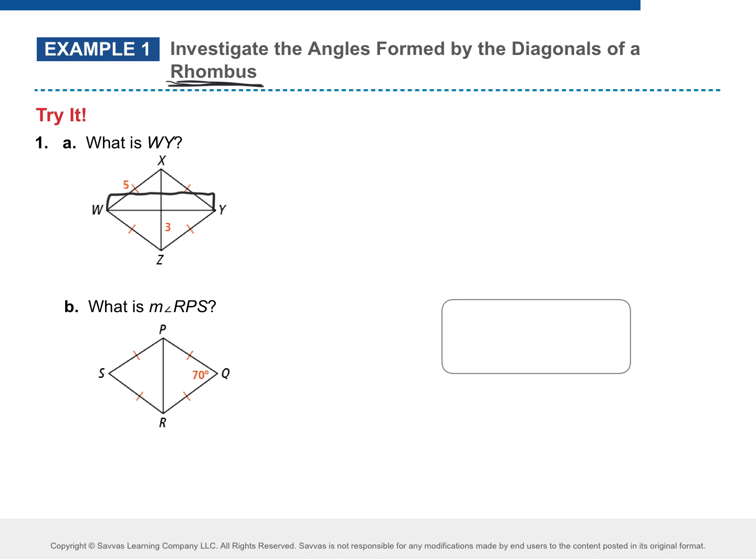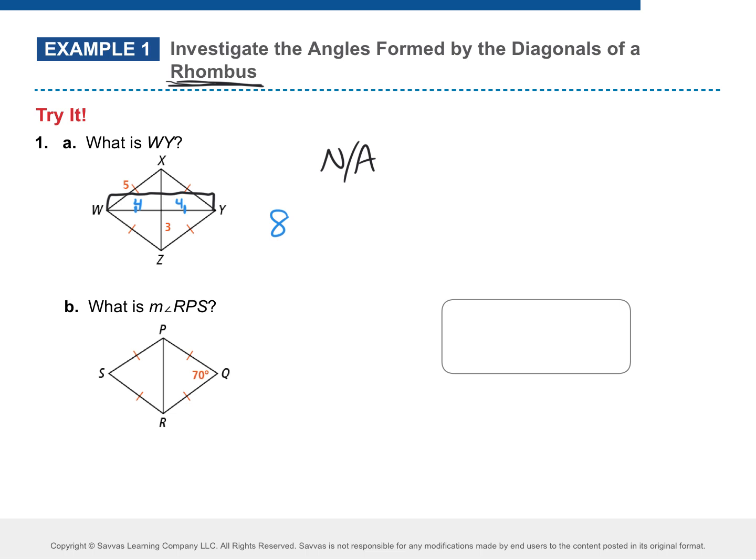line across is. Are diagonals and rhombuses the same? No, so I cannot assume that. So do I have enough information? No. Now, if I said this was 4, then could I find WY? If this side's 4, what's this side? Also 4, so the whole thing would be 8.